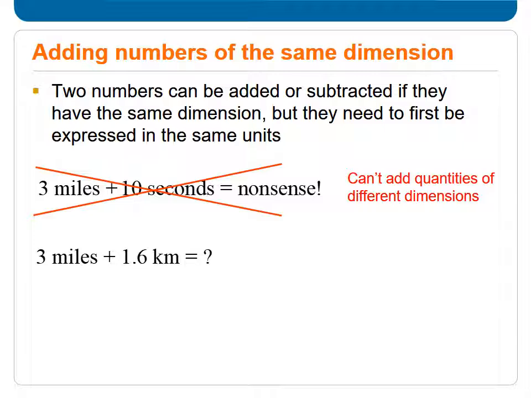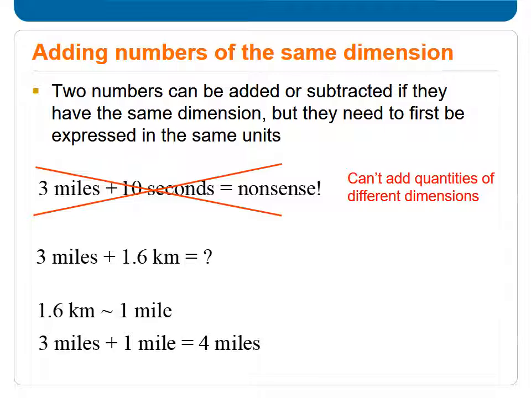We can, however, add 3 miles and 1.6 kilometers, since both terms are lengths and thus the terms have dimensional homogeneity, but they need to be first expressed in the same units, to sum their values to create a single term. 1.6 kilometers is approximately 1 mile, so 3 miles plus 1.6 kilometers is 3 miles plus 1 mile, which is 4 miles.